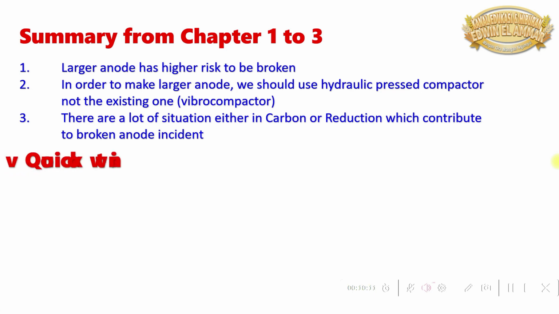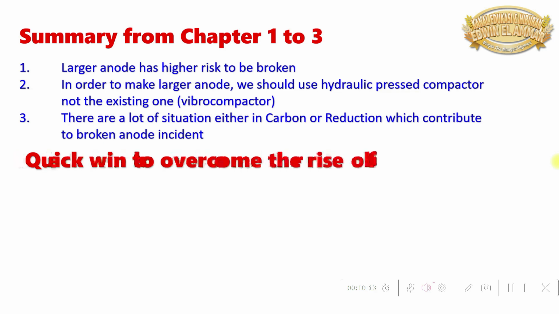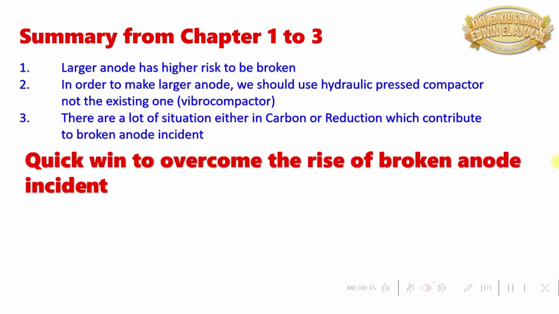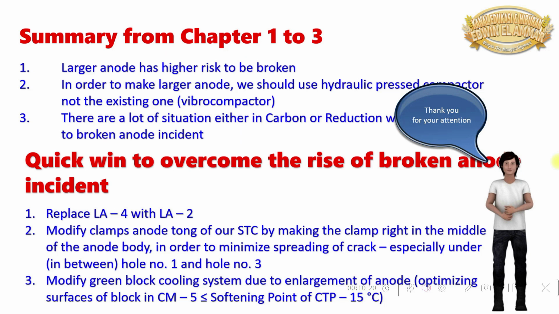Quick win to overcome the rise of broken anode incident. 1. Replace LA4 with LA2. 2. Modify clamps anode tongue of our STC by making the clamp right in the middle of the anode body, in order to minimize spreading of crack, especially under, in between, hole number 1 and hole number 3. 3. Modify green block cooling system due to enlargement of anode, optimizing surfaces of block and conveying machine.